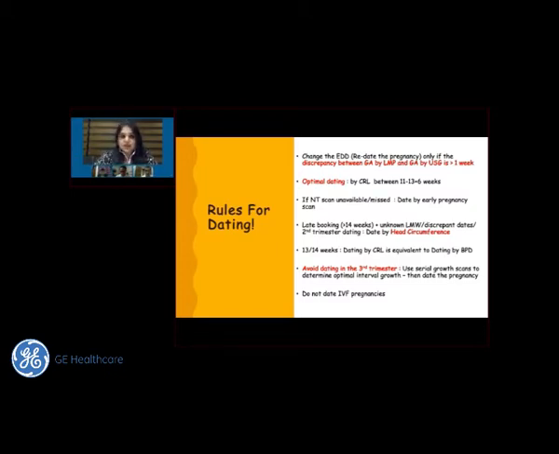Avoid dating in the third trimester. So suppose we are seeing a lady for the first time at 30 weeks or 28 weeks, avoid dating her by any parameter, not by head circumference, not by femur. What you actually do is, she comes to me today at 28 weeks for the first time.